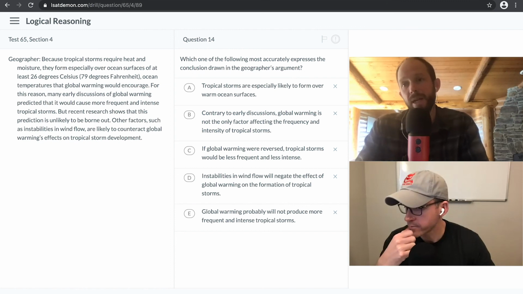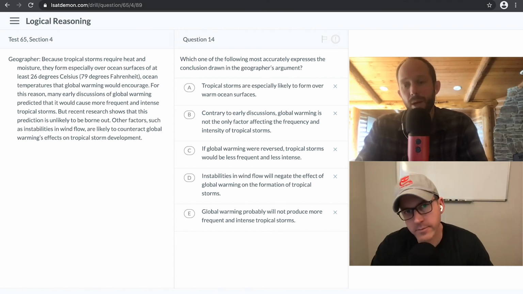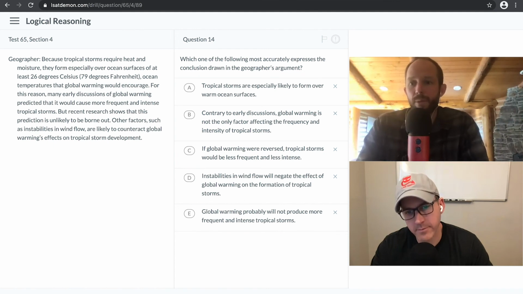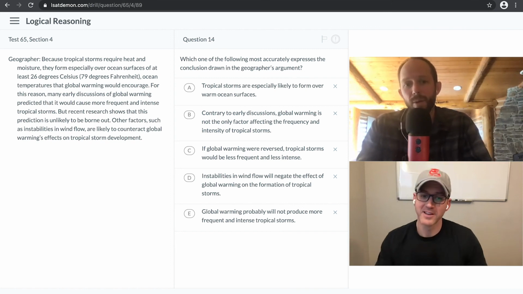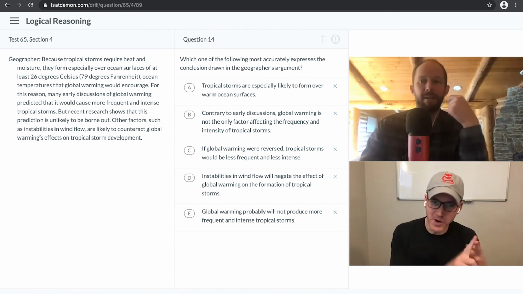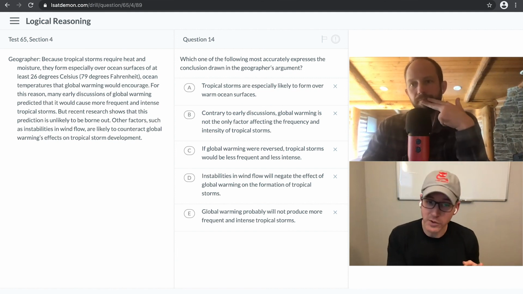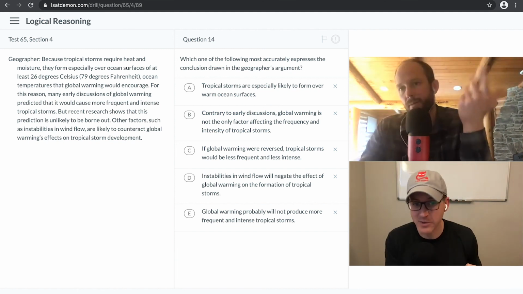Their main conclusion has to do with, hey, these predictions are probably wrong. Why? Well, not just because of instabilities in wind flow, but untold numbers of other factors. But anyway, that's a premise, not the conclusion. So there's a couple things that are wrong with D. One, it's one of many factors. Two, it's too strong. It says likely to counteract as opposed to will negate. Three, it's a premise as opposed to a main conclusion.